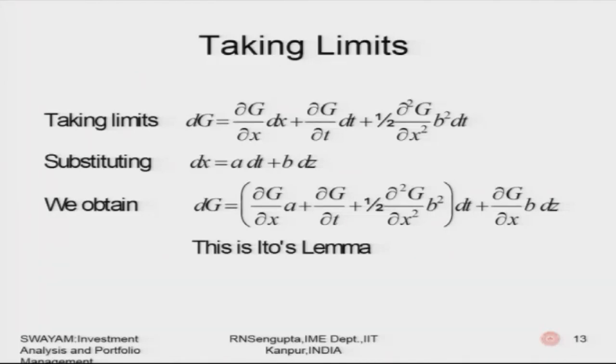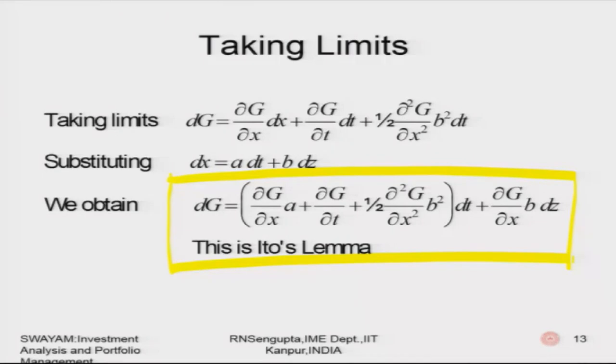So, if you take the limits and do the substitution, considering dx is equal to a dt plus b dz, these are just simple substitutions that we do in these formulas. When you take the limits, the higher orders are ignored, and the actual formula, which is Ito's lemma, is given by this.